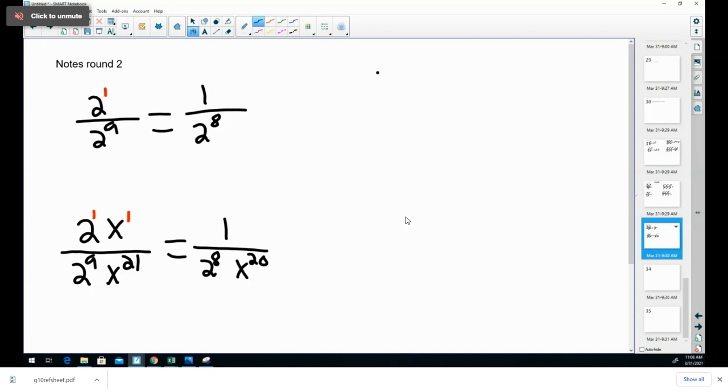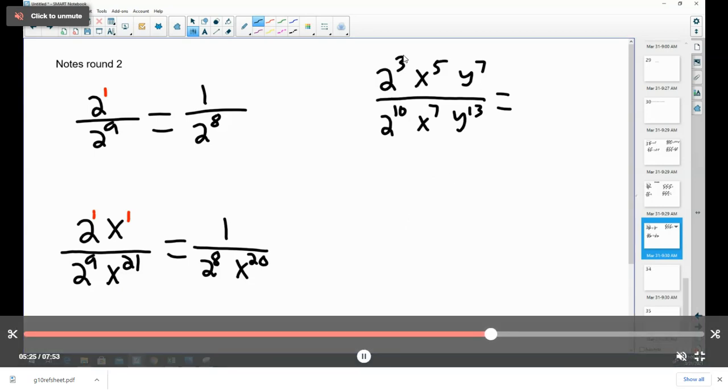Now we have 2 to the 3rd, x to the 5th, y to the 7th, over 2 to the 10th, x to the 7th, y to the 13th. So we have 10 minus 3, right? 2's with 2's. So 10 minus 3 is 2 to the 7th on bottom. Now I have to make the fraction line here to get the bottom. 7 minus 5 is x squared. And 13 minus 7 for the y's is y to the 6th. And again, the top is blank, so I got to put a 1.